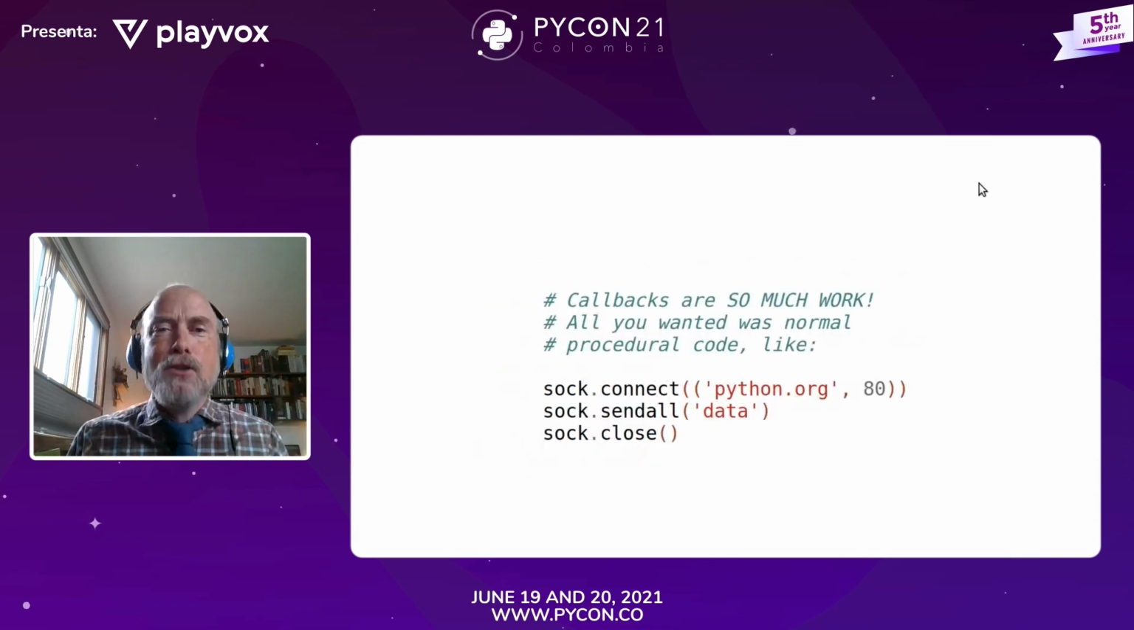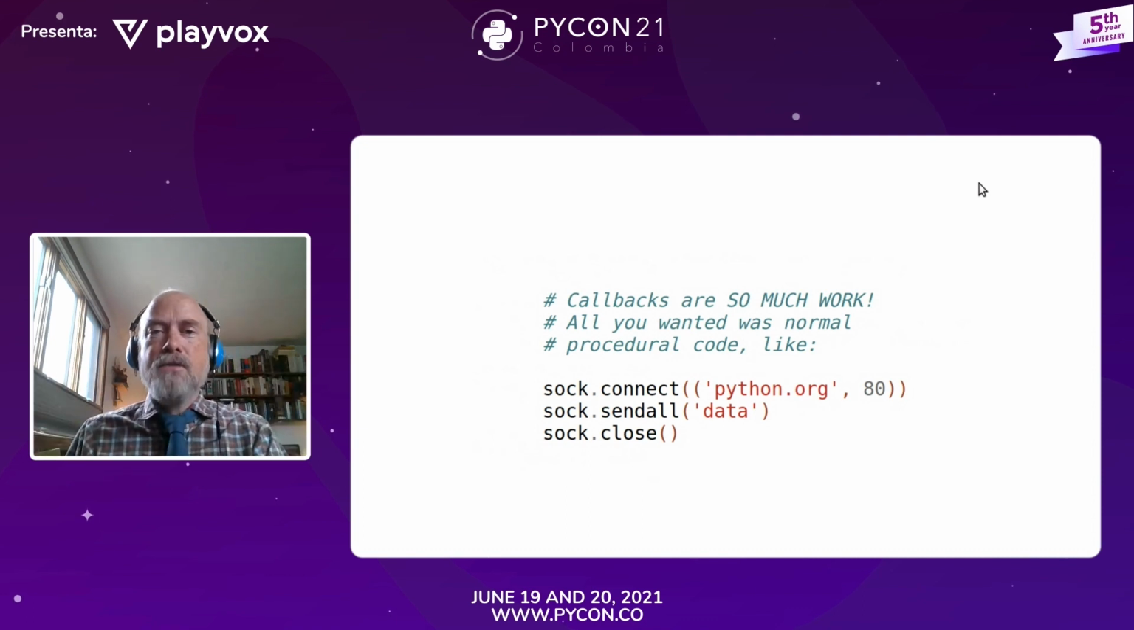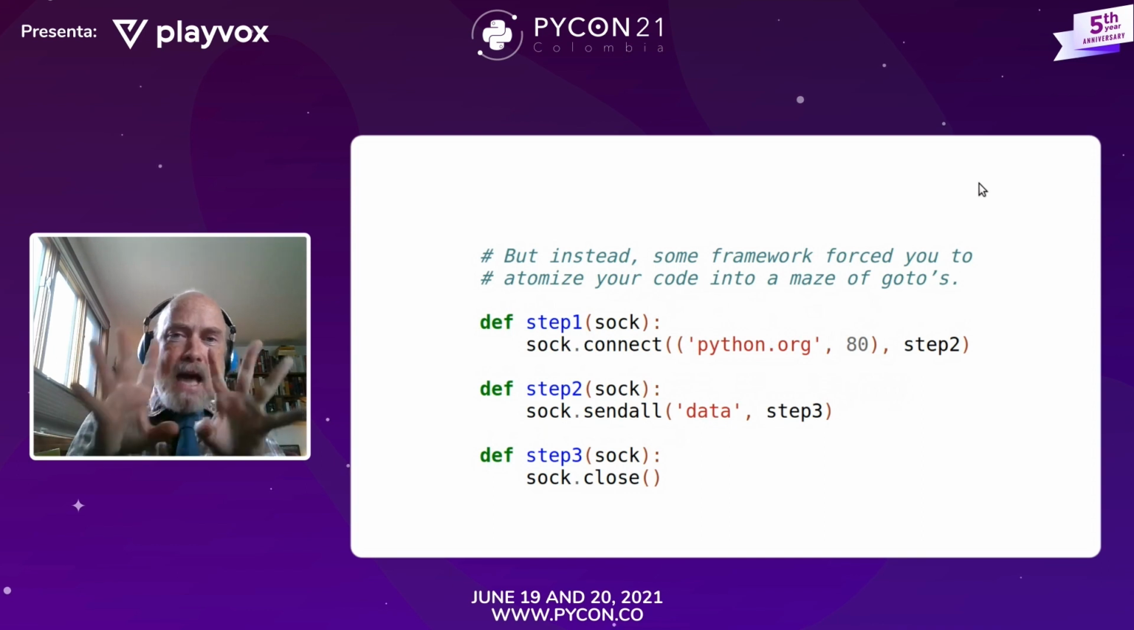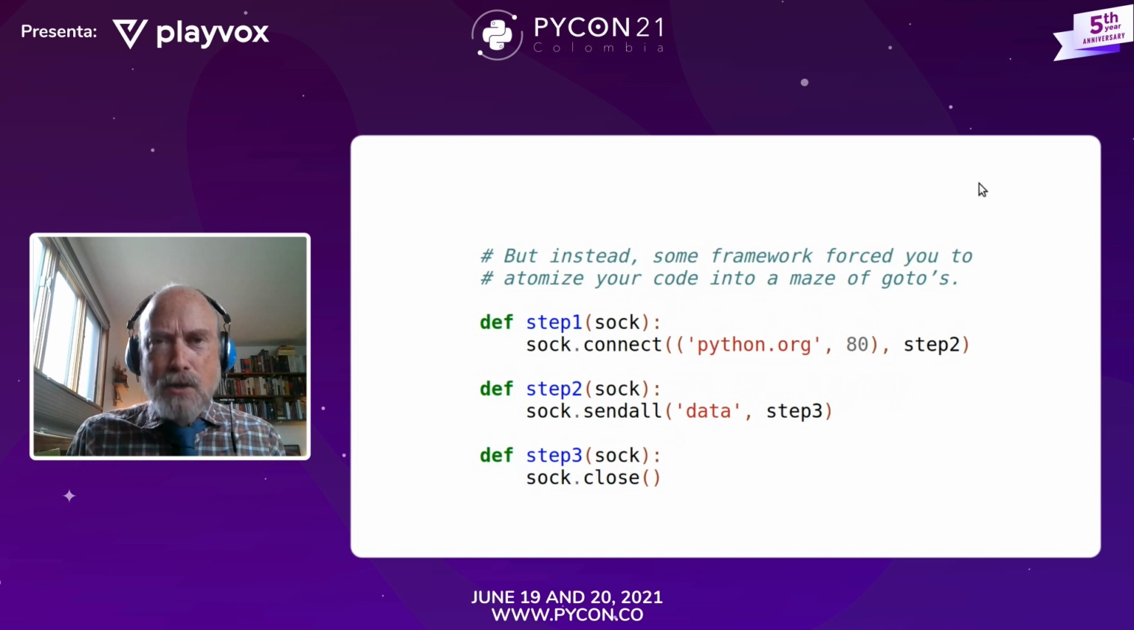Callbacks are so much work. All you wanted was normal procedural code like connect to python.org, send some data, and close. It could have been 3 simple lines of code. And instead, some framework forced you to atomize your code into a maze of go-tos. That's what callbacks do.